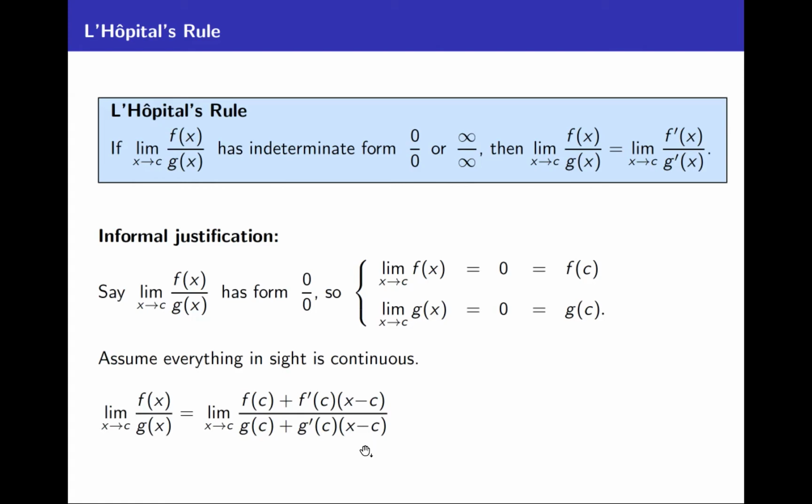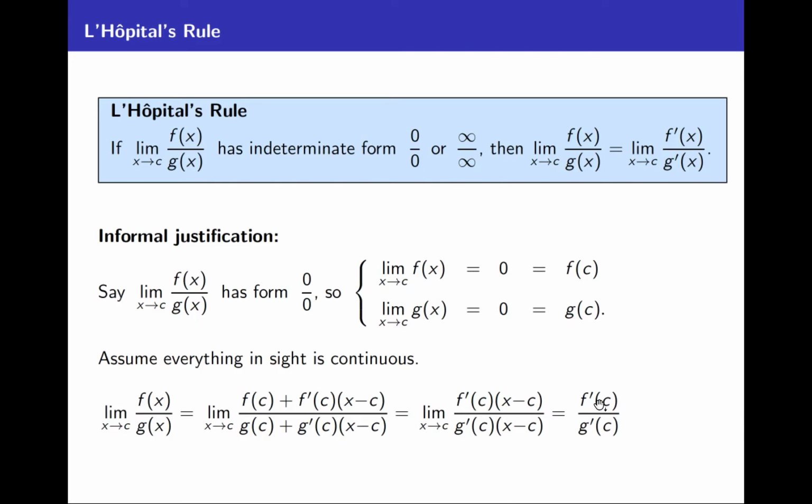Now bear in mind here that the f of c and g of c that happen here and here are both equal to 0. So those two terms just drop out, and you're left with the limit as x goes to c of f prime of c times the quantity x minus c, divided by g prime of c, that number, times the expression x minus c. And the x minus c's cancel, and we just get f prime of c divided by g prime of c.